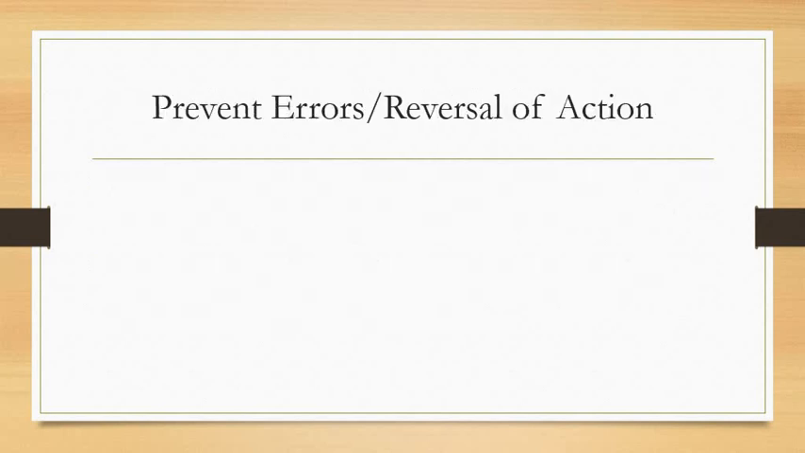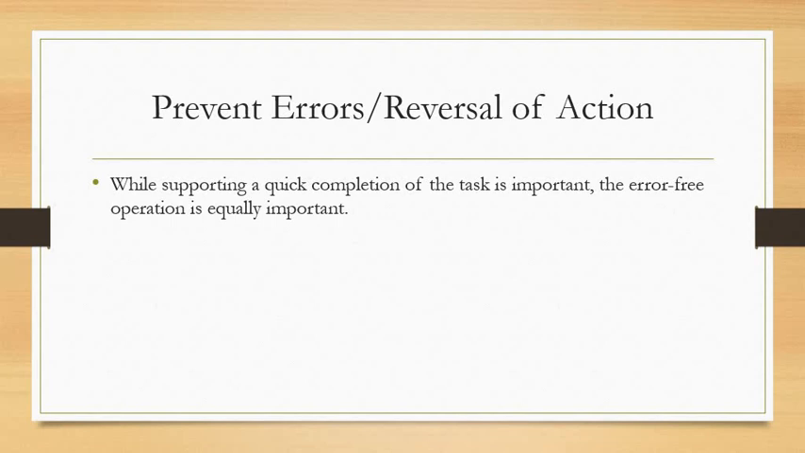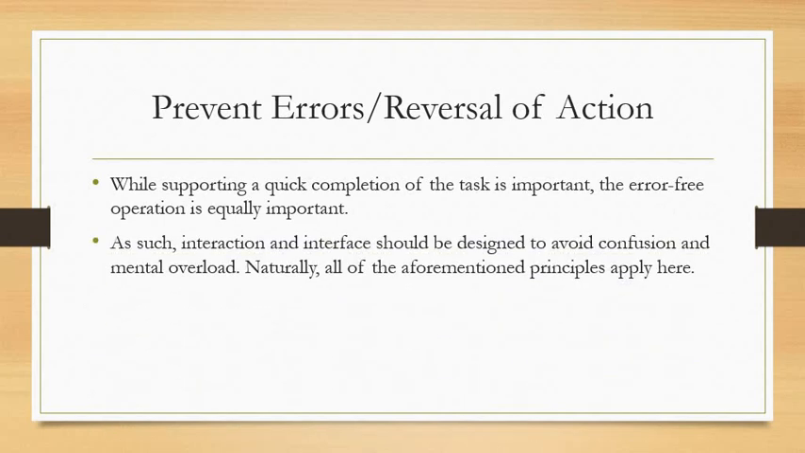So, the next principle is to prevent errors or reversal of action. While supporting a quick completion of the task, it is important that error-free operation is equally important. As such, the interaction interface should be designed to avoid confusion and mental overload. So, naturally, all the aforementioned principles apply here.